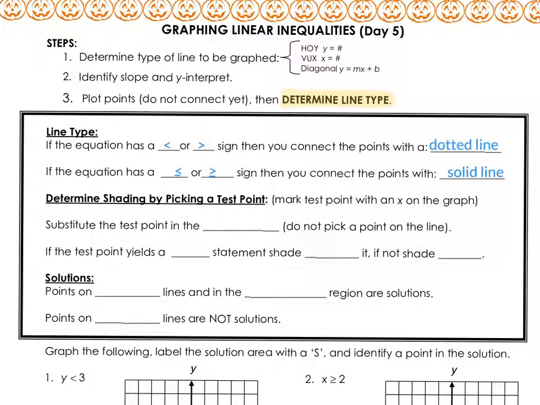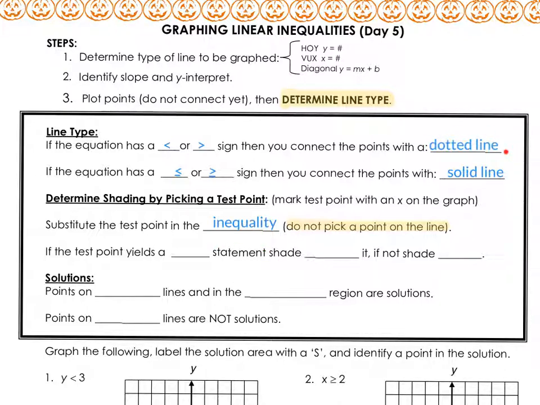The next thing that we have to do that's a little bit different is determine the shading by picking a test point. And we mark that point with an X on the graph so we know where our test point is. Then we have to substitute the test point in the inequality, but you have to be very careful that you do not pick a point that is on the line, because when we talked about lines, any point that was on the line was a solution, and so if we plugged them in, it was equal on both sides. But here, we want to know if we need to shade above or below.